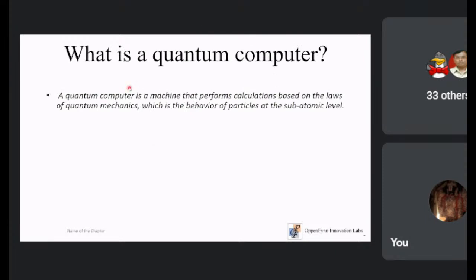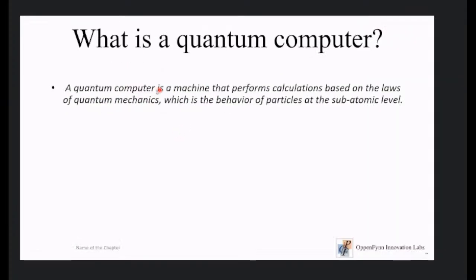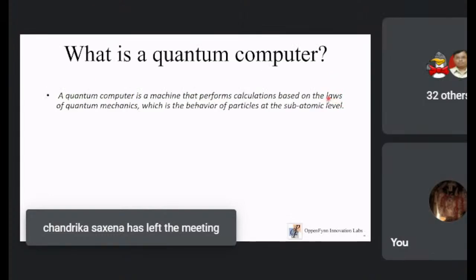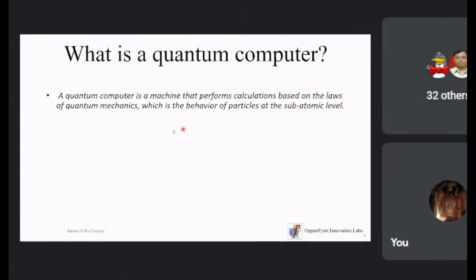So yeah, with that, when you ask the question, what is a quantum computer? I think a lot of you would also be able to answer that now. A quantum computer is essentially a machine that performs computations based on the laws of physics, or in this case, the laws of quantum mechanics, which is the behavior of particles at the subatomic level.